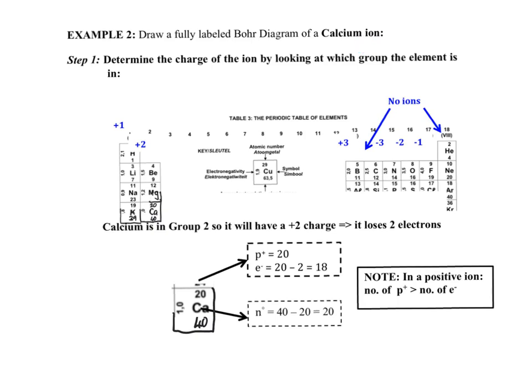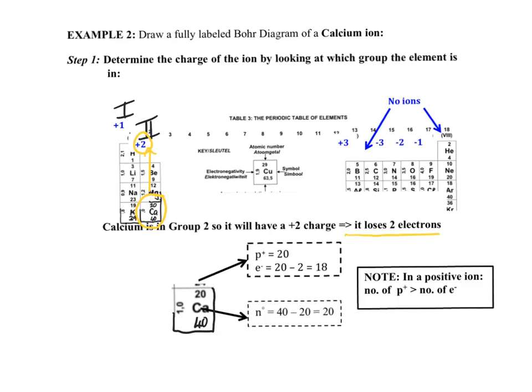Okay, so step one, we want to develop a method that we want to just revise. We've done this. You've done the first 20 elements' ions, the Bohr diagrams of them. But let's just set up a formal method. So step one, determine the charge of the ion by looking at which group the element is in. So calcium is in group 2, so it's +2. Remember, we are using the Roman numerals. So calcium occurs here. There is calcium, so calcium's in group 2. So it's going to have a +2 charge, which means it loses 2 electrons.